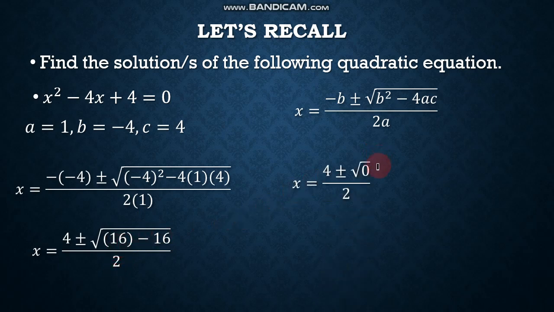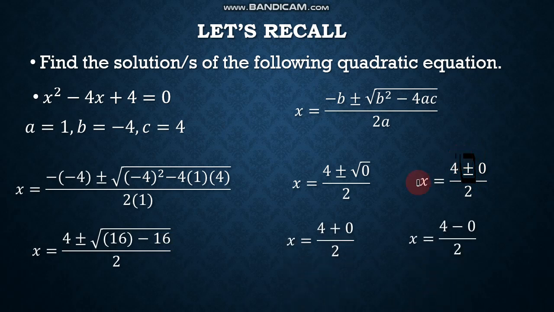16 minus 16, we have 0, and the square root of 0 is 0. So from here, x is equal to 4 plus or minus 0 over 2. We will separate these two signs. So we got 4 plus 0 over 2, and the other one, 4 minus 0 over 2. Simplify, we have 4 over 2. 4 divided by 2 is 2. And the solution of x squared minus 4x plus 4 equals 0 is 2.